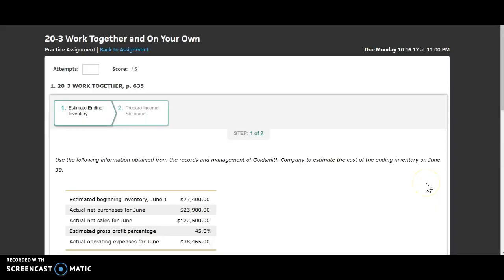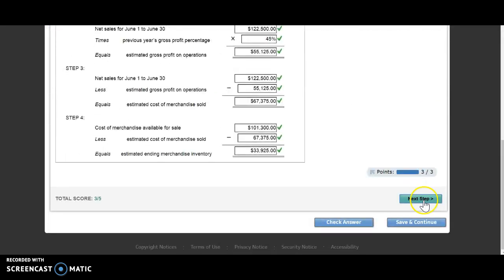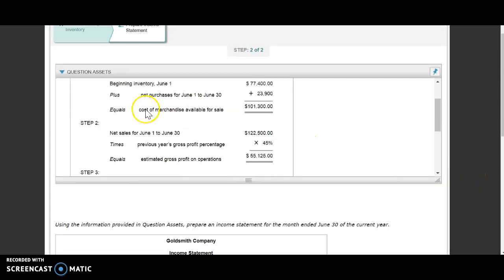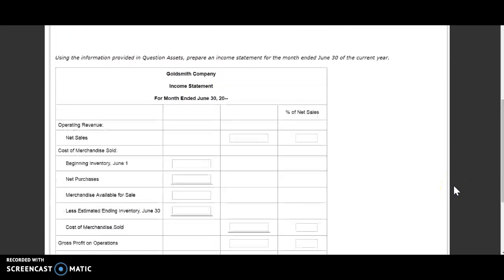Grade step one. And I'm going to move to step two. So step two, up here at the top, they give us what we completed in step one. And then it tells us that we're going to use the information provided in the question assets to prepare an income statement for the month ended June 30th of the current year.